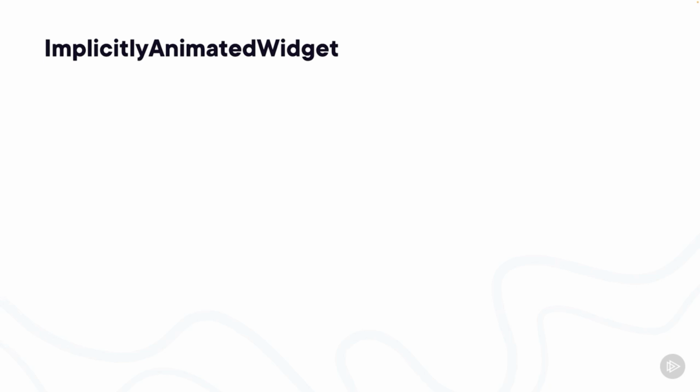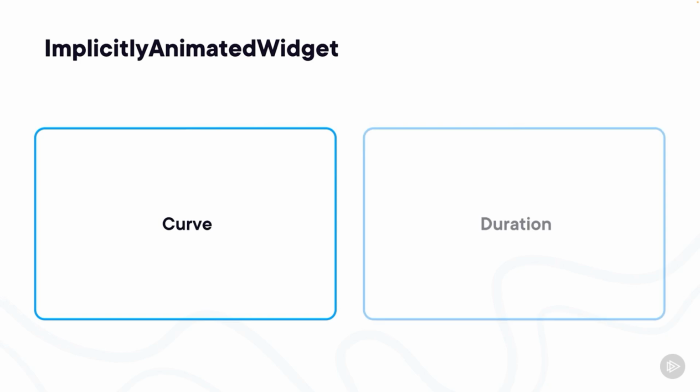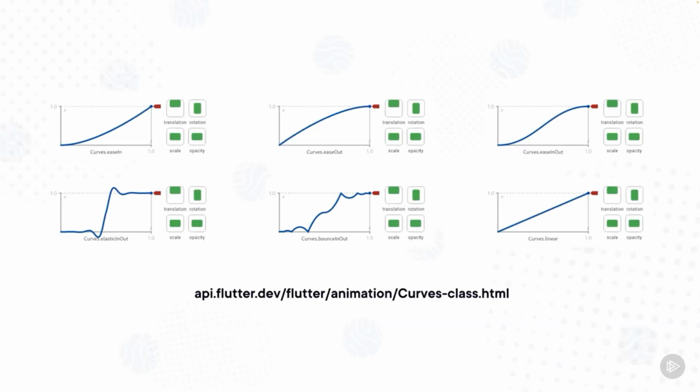Implicit animations also allow you to control changes to the rate of an animation that occurs during the set duration. To define this change in rate, set the value of the curve parameter to a curve. Well, an animation curve is a mathematical formula to interpolate values over time. Always refer to the Curves class in the Flutter documentation to learn more about it. Okay, let's actually now see this in action.